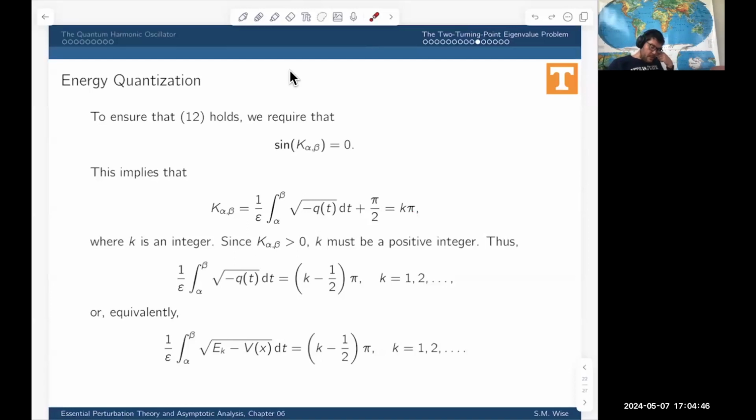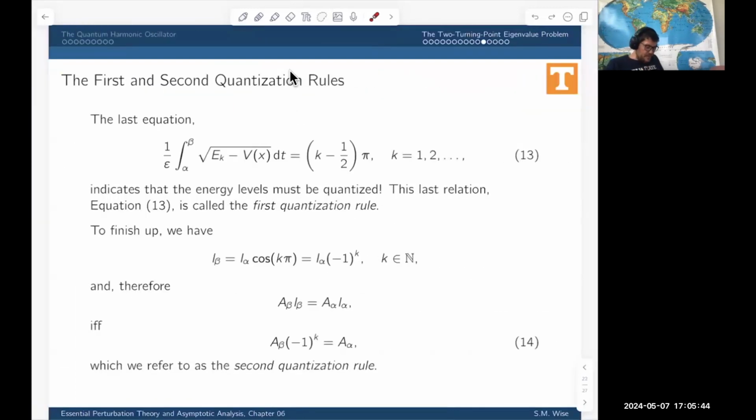Let's go a little bit further. If we plug in what Q is defined as, V minus E, so minus Q is going to be E minus V. So we have 1 over alpha integrating from alpha to beta of the square root of E_k minus V. That should be quantized according to our rule. Basically, I've taken this, moved it to the other side, and simplified a little bit. So we get k minus a half pi for k equals 1 up to infinity. And I've added the extra index k because now we know that this is a function. There's no quantization allowed on that. There's no free parameters. The only thing that could be quantized in this case are the energy levels themselves. So that's why I've added this subscript k.